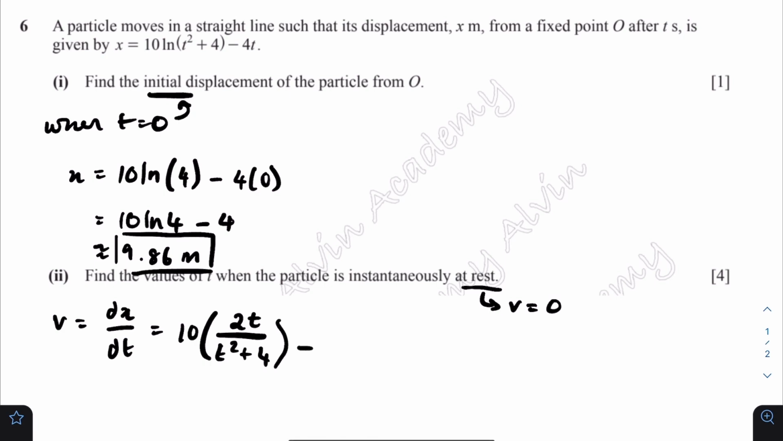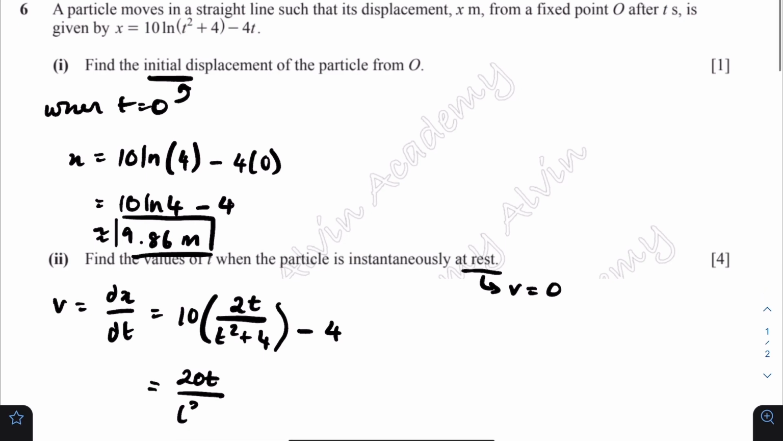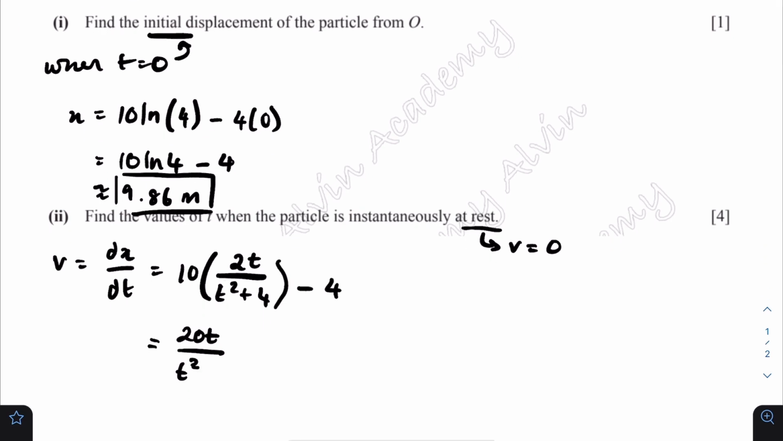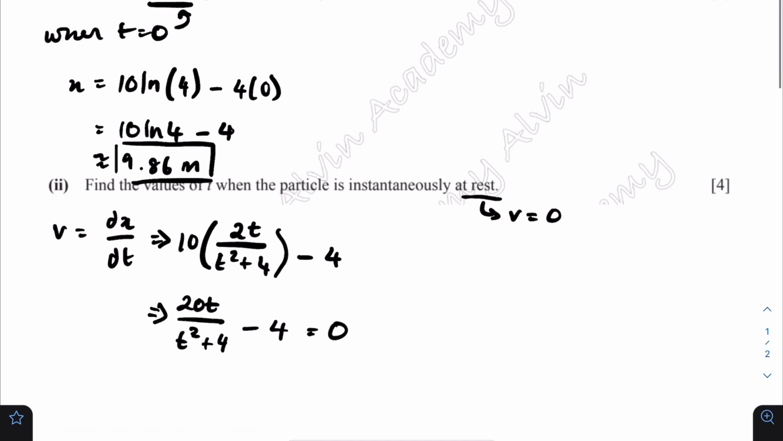And then negative 4t becomes negative 4. So this is the derivative. We want to simplify that down. We get 20t over t squared plus 4, minus 4. So it's saying at rest, which means you have to set this to 0. So let's do that right now.